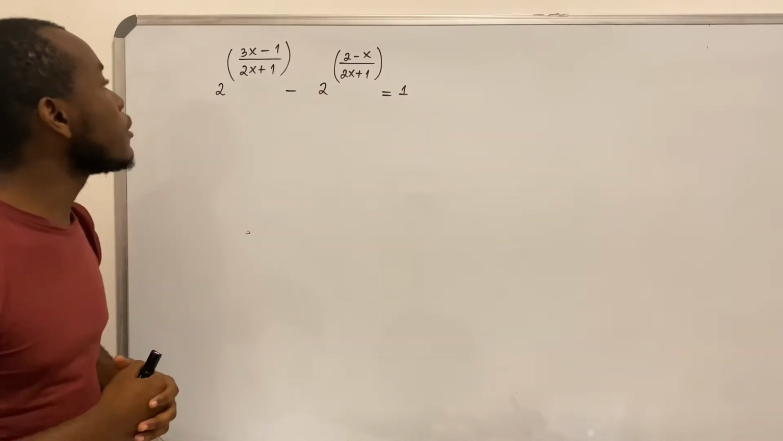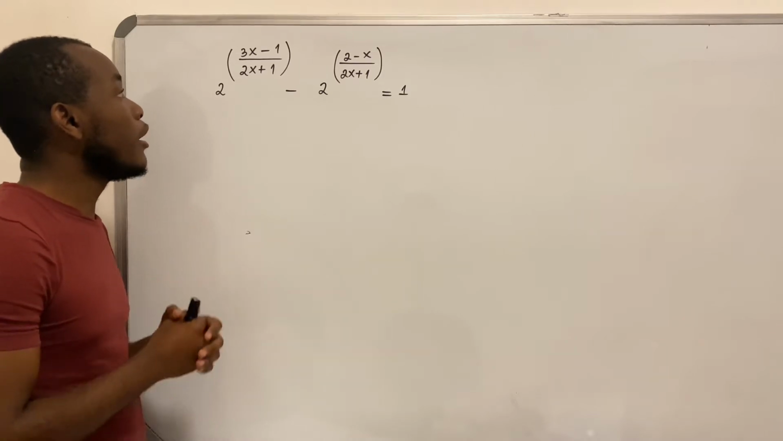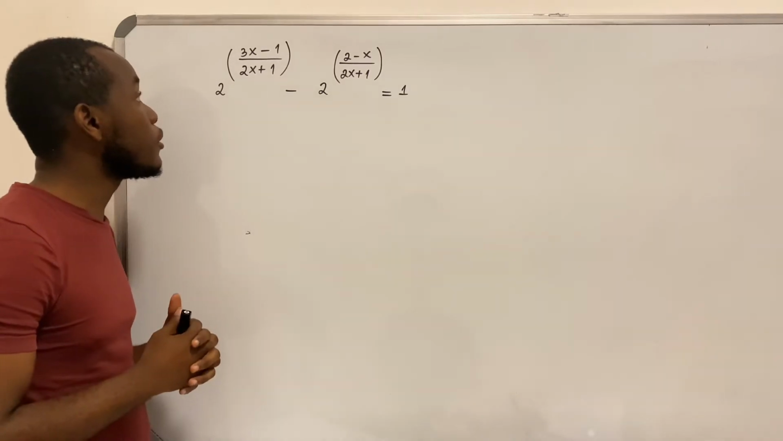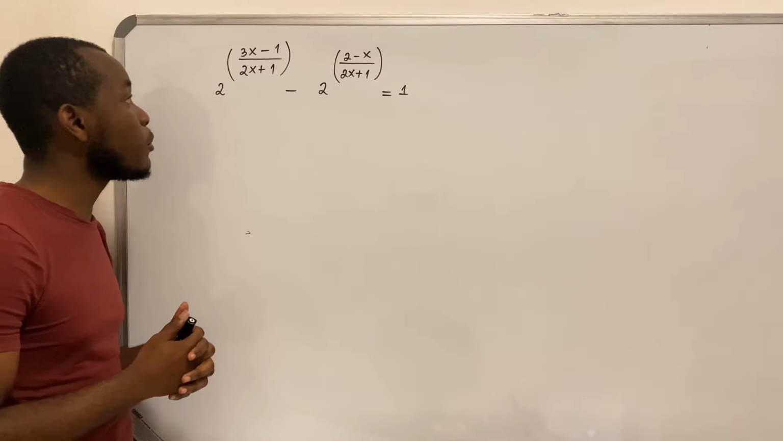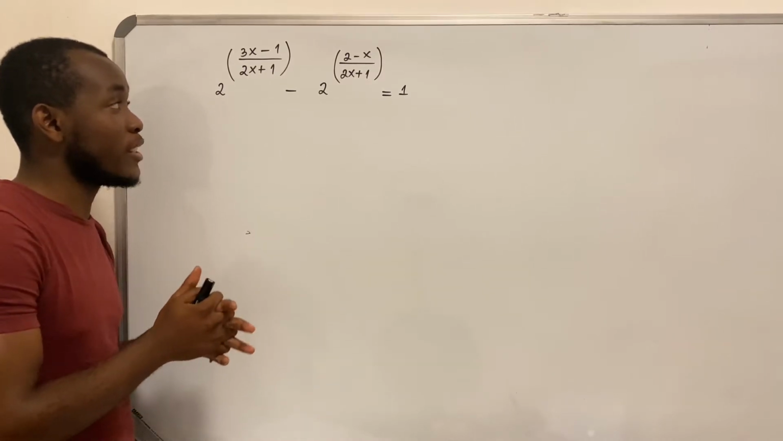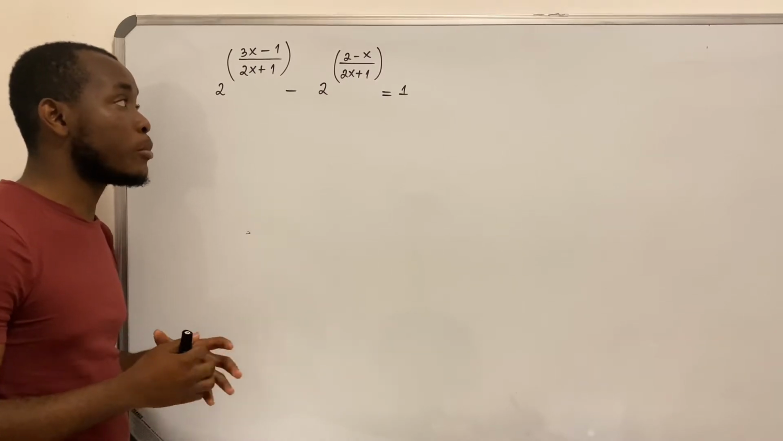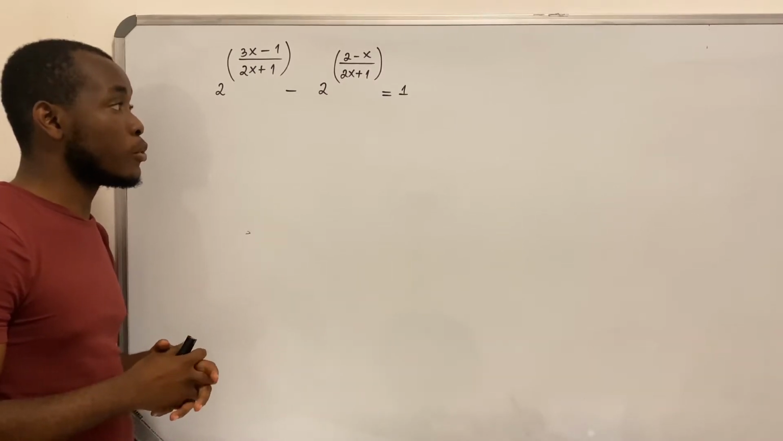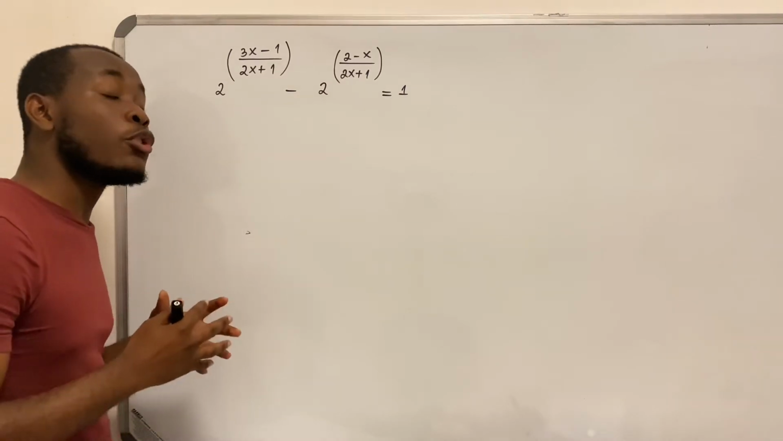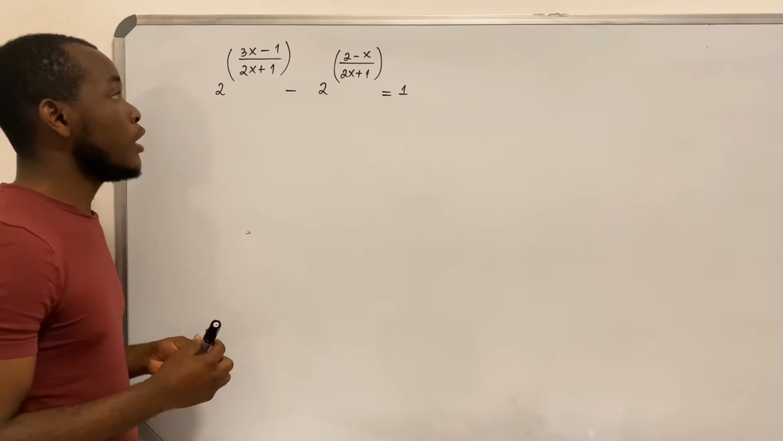So today we have this exponential equation exercise to solve. We have 2 to the power of a fractional expression, which is (3x minus 1) over (2x plus 1), minus 2 to the power of (2 minus x) over (2x plus 1), which is also another fractional expression in the exponent, equal to 1.